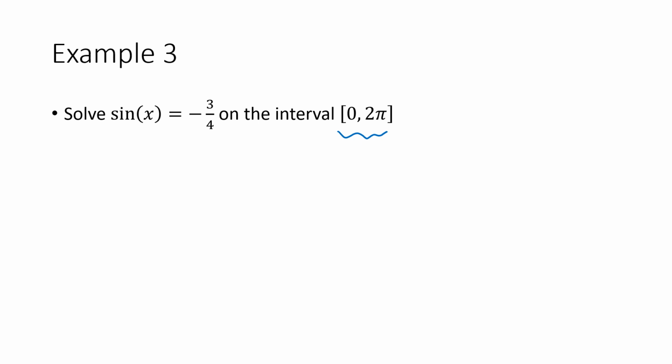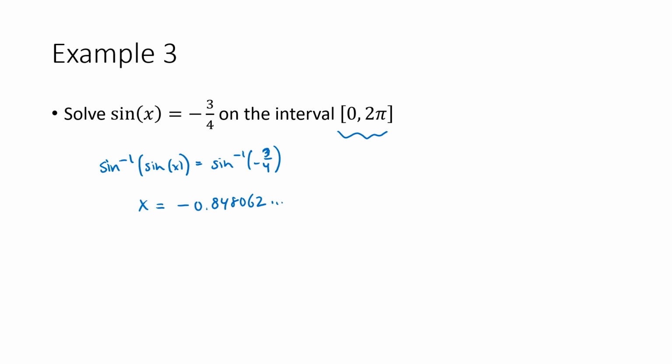So one solution that will pop out immediately is to simply take the inverse sine of both sides. The inverse sine of the sine of x is going to equal the inverse sine of negative 3/4, and that's going to give us a value from our calculator of x equals negative 0.848062. And there's more decimal places, but I'll just stop there.